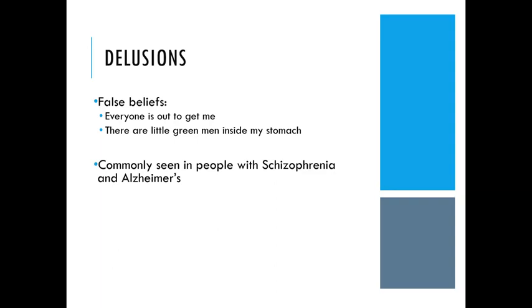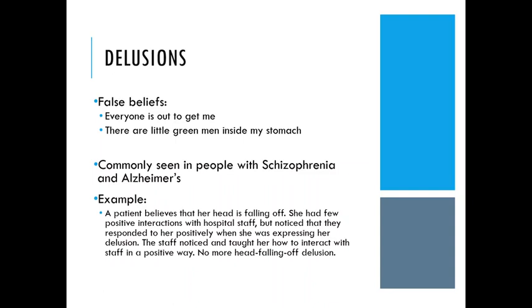Delusions also occur in Alzheimer's populations, so it can be a very difficult aspect of these disorders to treat. You can think about how delusions like this would cause a lot of stress and disruption to a person suffering from one of these disorders. So here's a quick example. We have a patient that has the delusion that her head's falling off. During the course of her time at a mental hospital, she has positive interactions that she enjoys. She notices that when she interacts positively with the hospital staff, they respond to her positively.